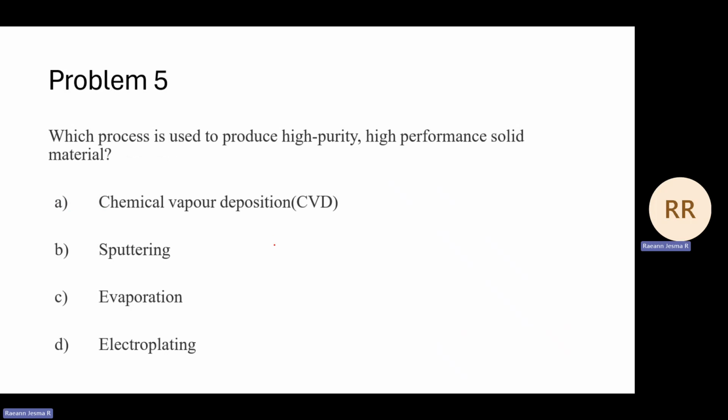Next, we'll move on to problem 5. Which process is used to produce high purity, high performance solid material? A is chemical vapor deposition. B is sputtering, C is evaporation, and D is electroplating. So which process is used to produce high purity, high performance solid material? High purity is very important.